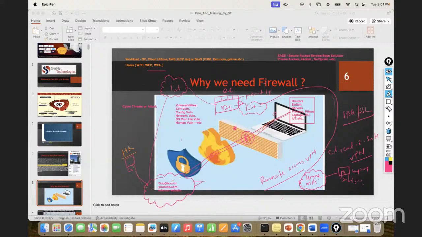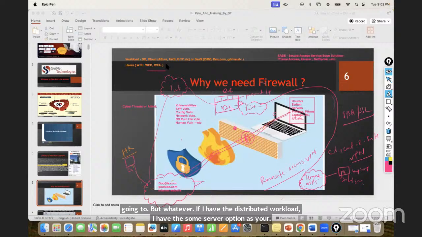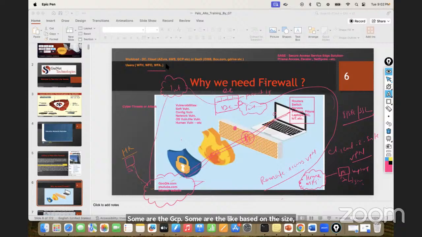All right, sorry guys. So we have different kinds of problems, but for all problems we have a solution. We talk about DC workload connectivity, right? We talk about work from home, work from office, work from anywhere kind of connectivity. But if I have a distributed workload, with some servers hosted in Azure, some in GCP, some SaaS applications, AWS, then how many tunnels am I going to build? Do you guys really think this is scalable? That is not scalable, right?